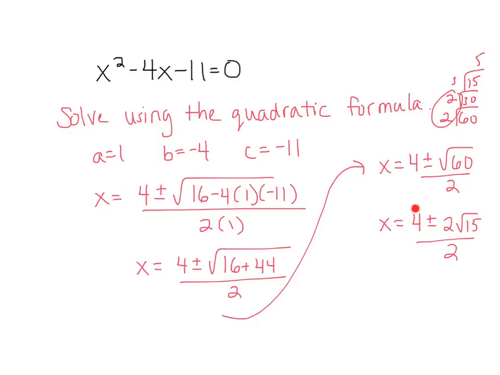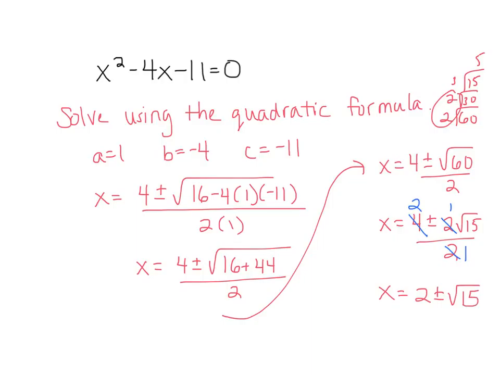Now, as far as reducing goes, because the 4, the 2, and the 2, all the things that are not under the radical, they're all reducible by 2. So I'm going to reduce all of them by 2. And so my final answer is x equals 2 plus or minus 1 root 15.